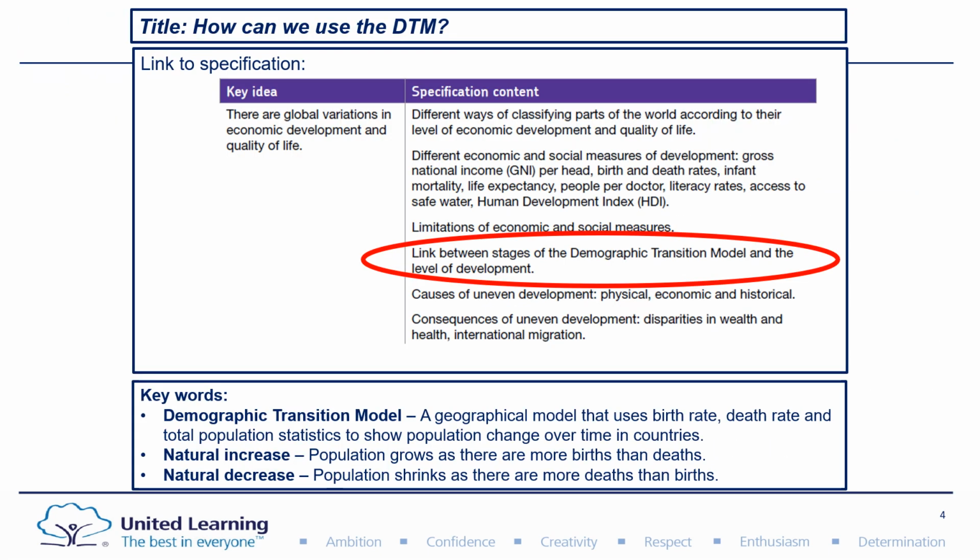Okay. So today we're looking at the link between the stages of the demographic transition model and levels of development. What I need you to do is write down the key words. We've got demographic transition model, which is a geographical model that uses birth rate and death rate and total population to show you how a country's population changes as they develop. We've got natural increase, which is population growth as there are more births than deaths, and natural decrease, which is population shrinks as there are more deaths than births. Please just jot down these keywords for me.